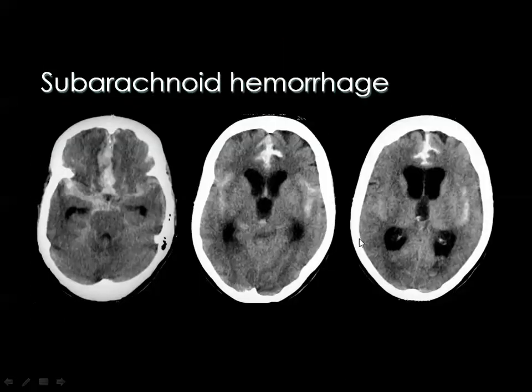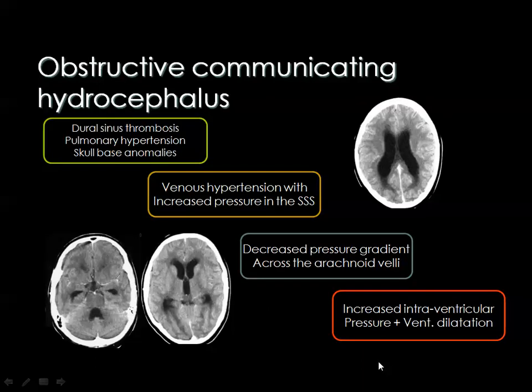This is also a case of subarachnoid hemorrhage, and you see hemorrhage in the interhemispheric fissure, hemorrhage in the sylvian fissure, and hemorrhage inside the ventricles as well. And this section shows the most upper part of the fourth ventricle. It's not showing the fourth ventricle in the posterior fossa.